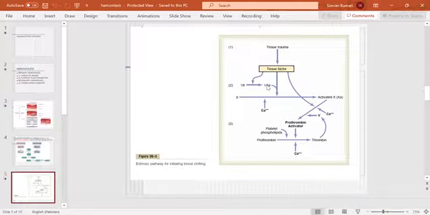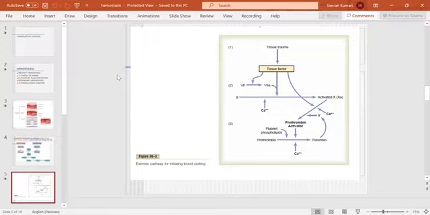Now, this thromboplastin in turn activates factor number 7. Now this activated factor 7, along with tissue factor in the presence of calcium ions, activates factor number 10. Tissue factor along with activated factor 7 in the presence of calcium ions activates your factor number 10.